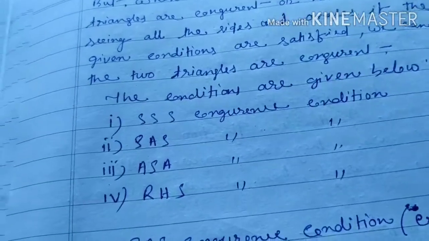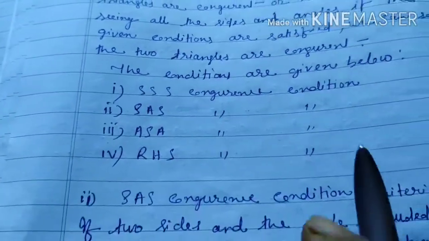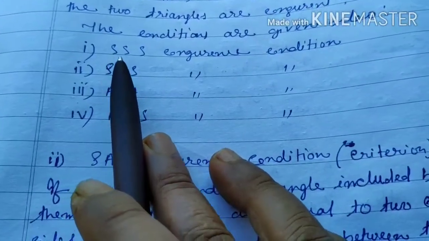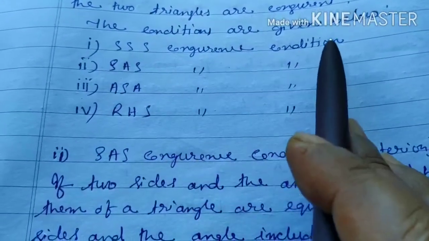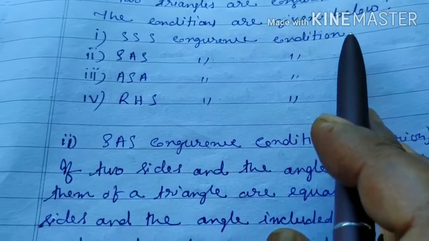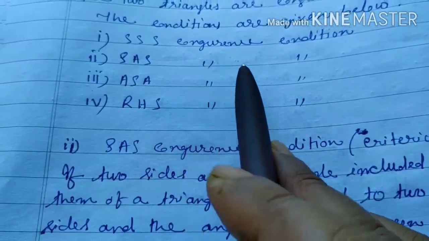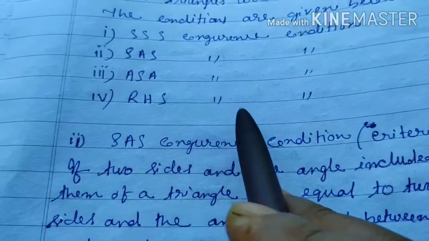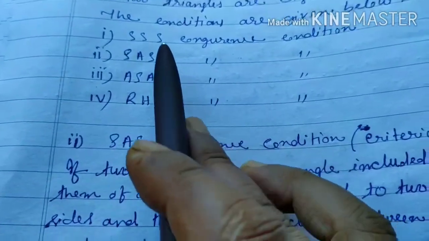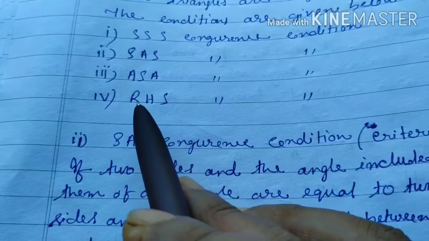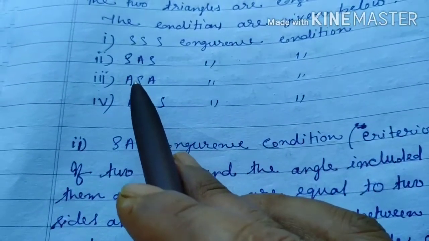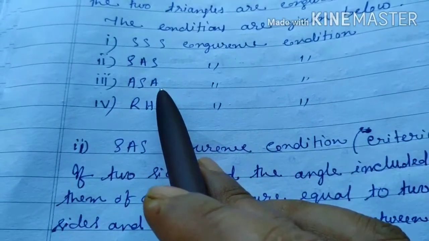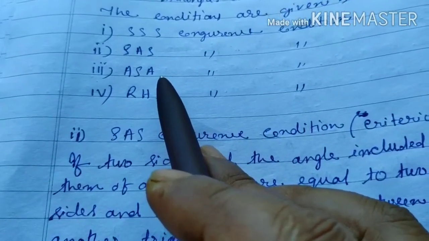The conditions are given below. Number one, SSS congruence condition, or criterion. And side angle side congruence condition, and angle side angle condition, and angle angle side congruence condition. According to your textbook, these four are given. Angle side angle, and angle angle side, I will explain.